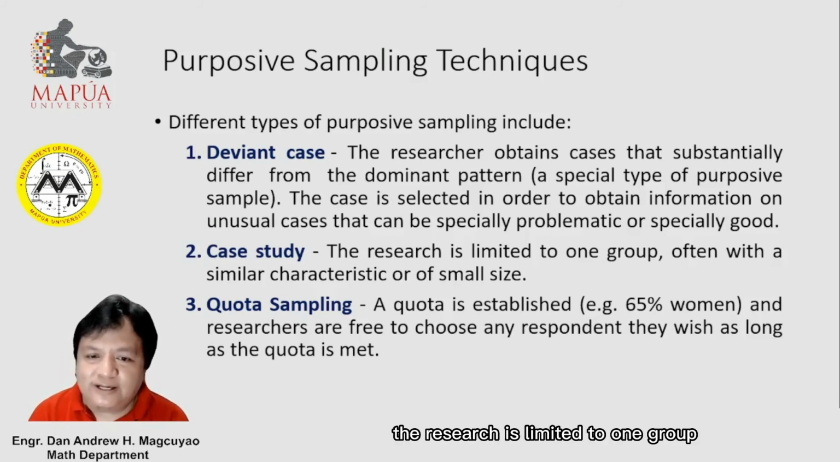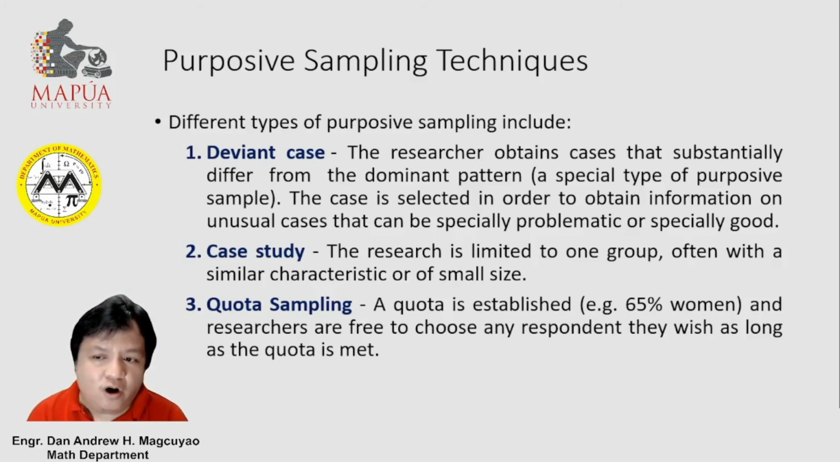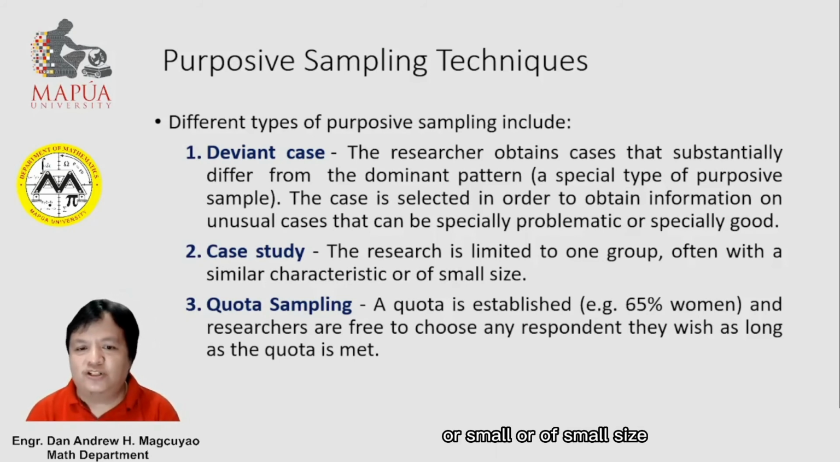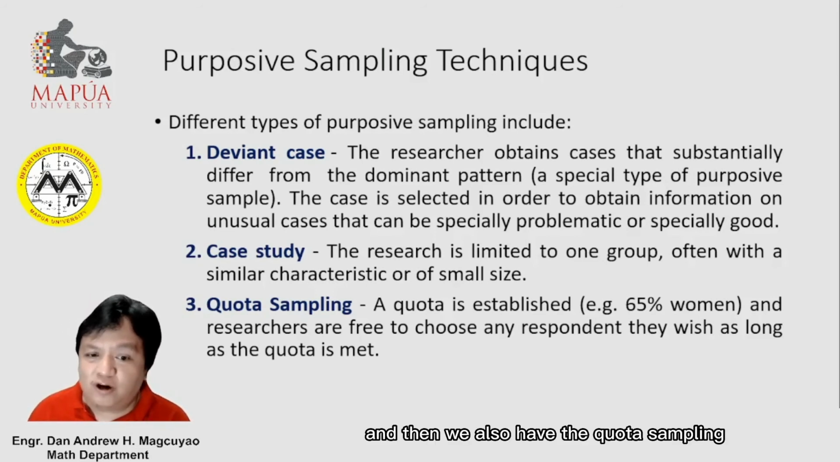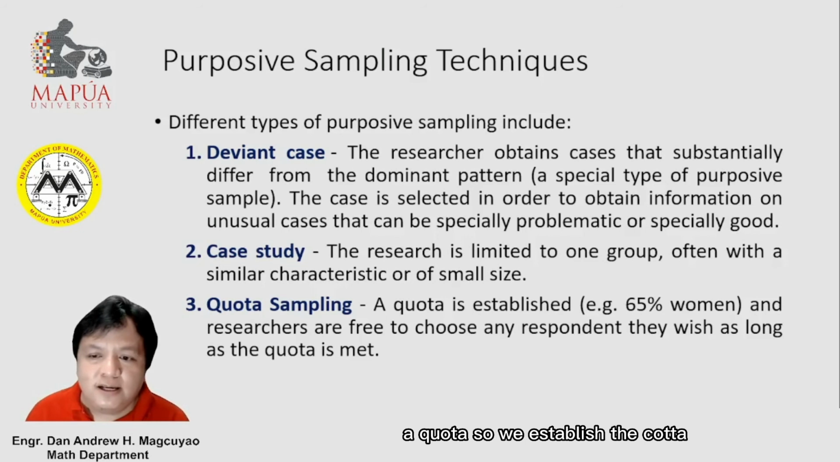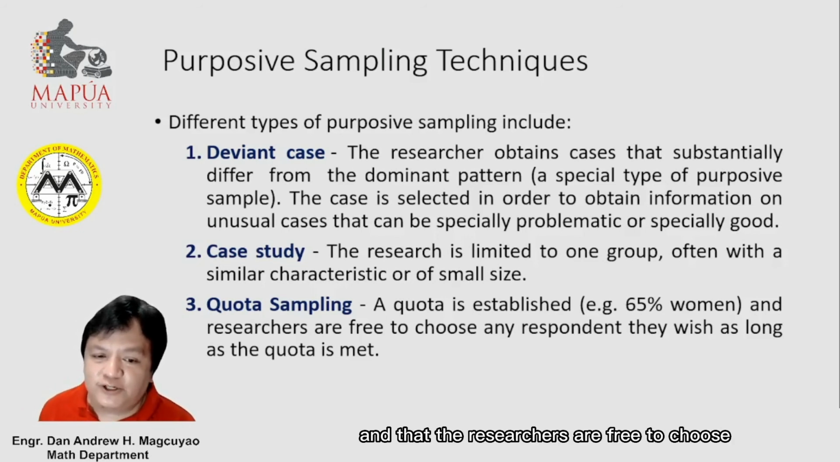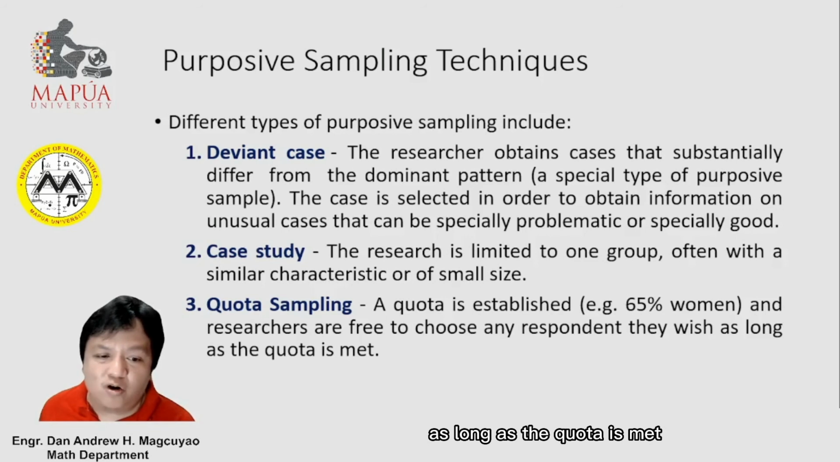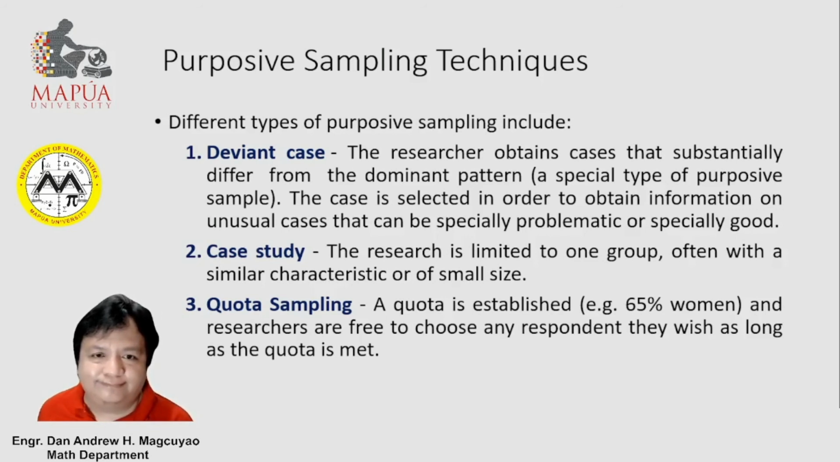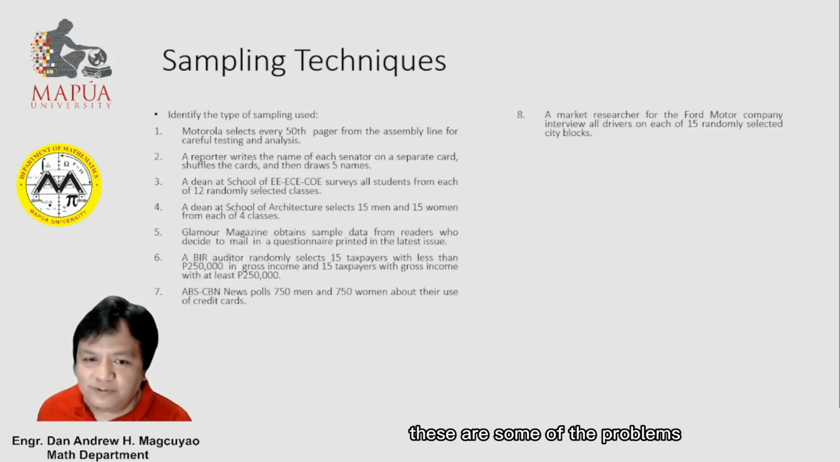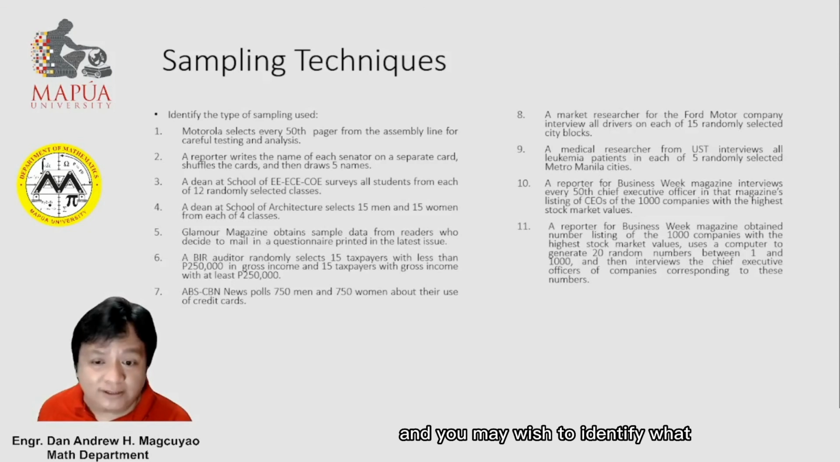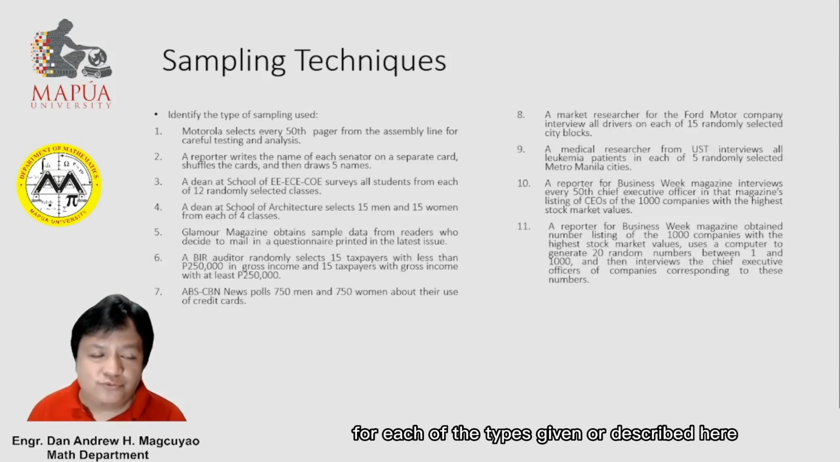For the case study, the research is limited to one group, often with similar characteristics or of small size. So case study. And then we also have quota sampling. After establishing the number of participants, a quota, the researchers are free to choose any respondent as long as the quota is met. These are some of the problems, and you may wish to identify what sampling technique has been used for each of the types given or described here.